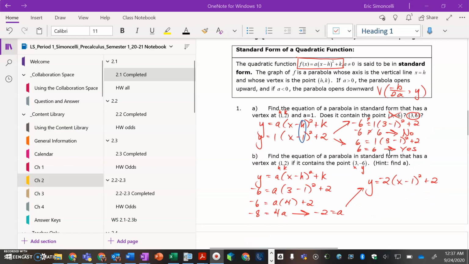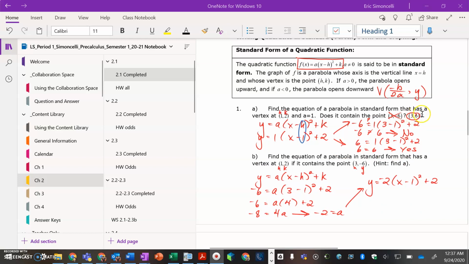Alright, so for number 1, it says find the equation of a parabola in standard form that has a vertex of (1, 2), so h, k I've already noted, and a equals 1. Does it contain the point either one or the other? So is it this point or that point? I've already crossed off this point because it turns out, and you'll see my math here in a moment, that it doesn't technically work while the other one does. But why is this? Well, let's just see.